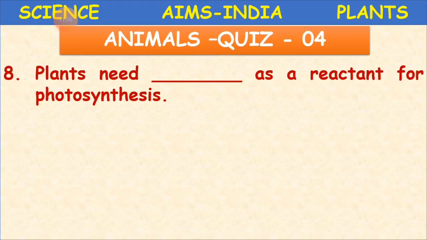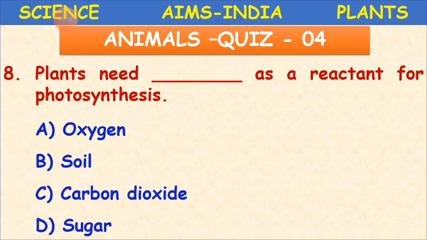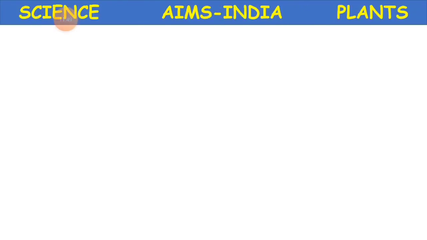Plants need dash as a reactant for photosynthesis. A option is oxygen, B is soil, C is carbon dioxide and D is sugar. What is your guess, A, B, C or D? Yes, it is C, carbon dioxide. Plants need carbon dioxide as a reactant for photosynthesis. They receive carbon dioxide and they release oxygen actually. Okay, good. Then the next question.